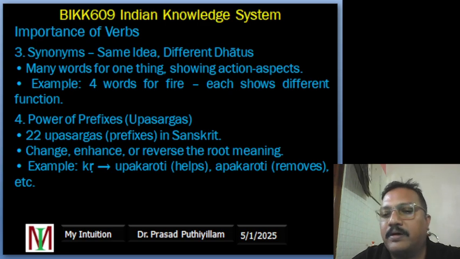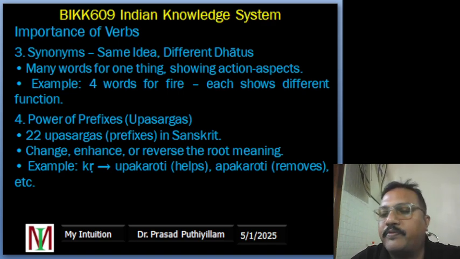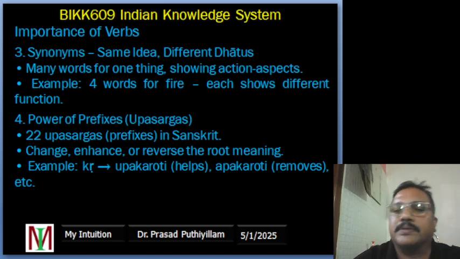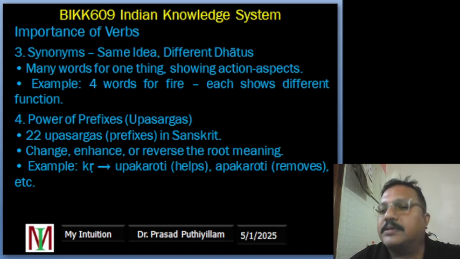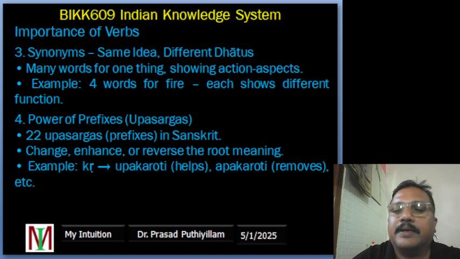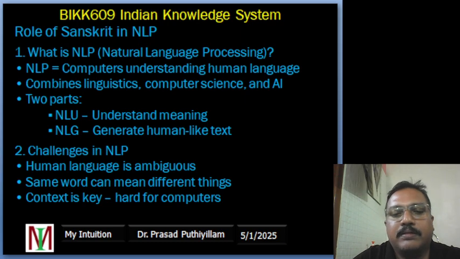Very meaningful words, all logically made. So in Sanskrit, synonyms often show different actions, not just different sounds. And with prefixes we can build new words easily and clearly. Move on to the last slide. Not the last slide, there is one more.